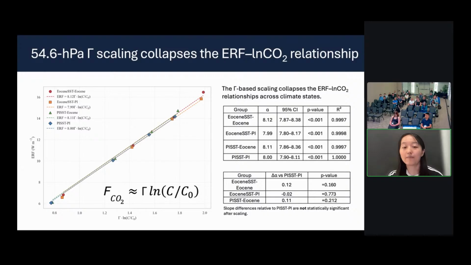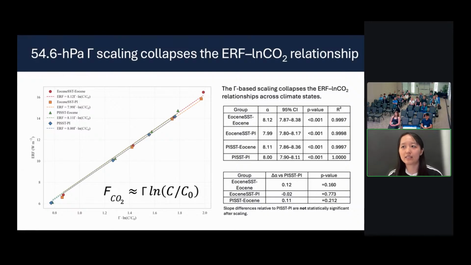slope difference. To test this idea, we define gamma using the temperature difference between the surface and this 54.6 hectopascal level, following the simplified framework proposed by Romps. We then multiplied log CO2 by the corresponding gamma for each experiment. And remarkably, once this scaling is applied, the 4 experiment groups nearly collapse onto the same line. The slope differences that were significant before are no longer statistically distinguishable.